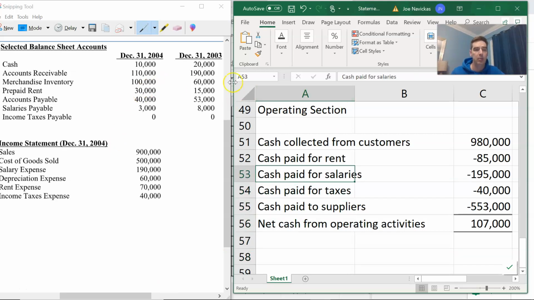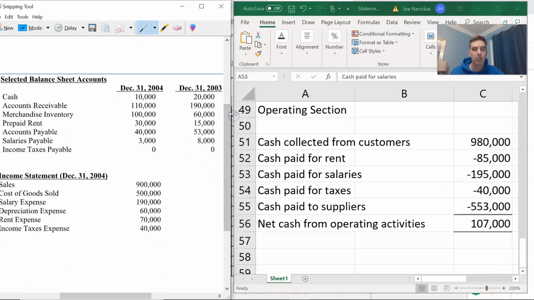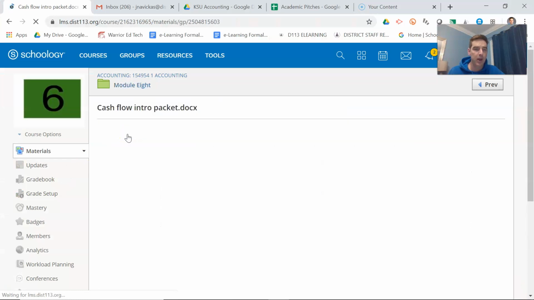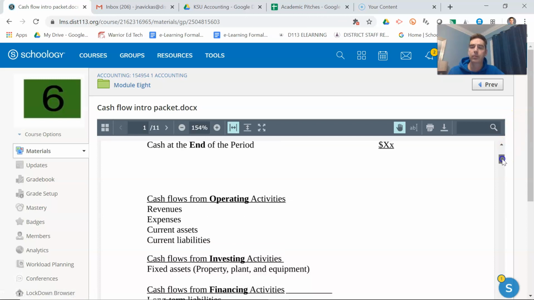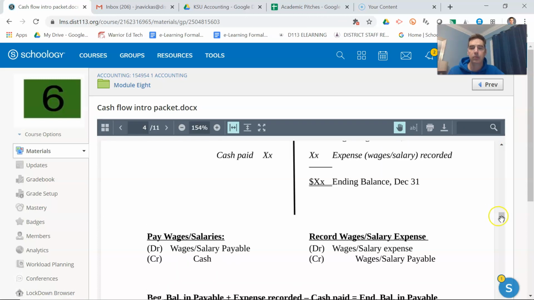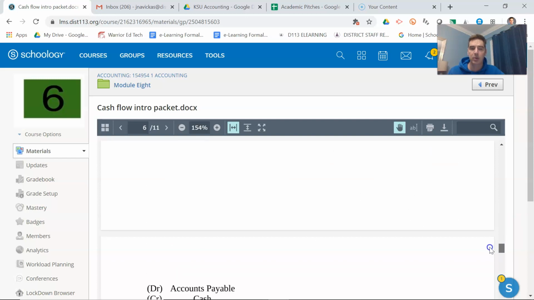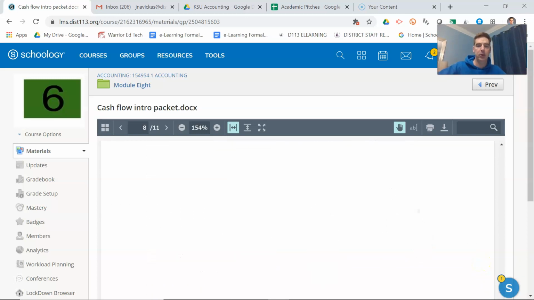So in your practice packet, you have the next problem to work on. So if you just go to the next problem in your packet. If I open up the cash flow intro packet one more time, open that doc up, I could go back and look through the notes one more time. They should make more sense now. We're doing the direct method. So there's the problem I just did with you. You filled in all the answers here.